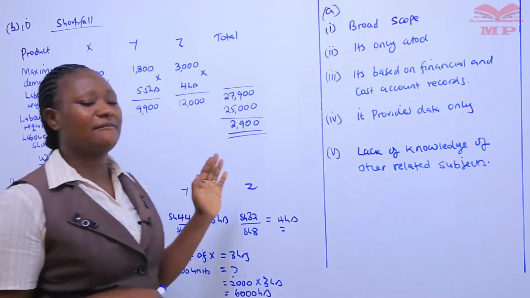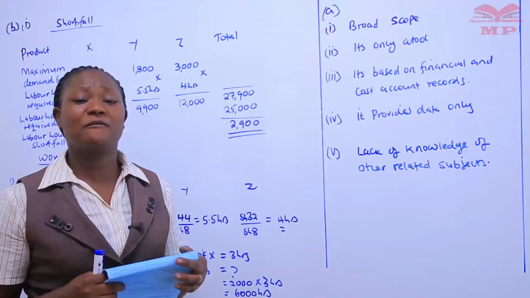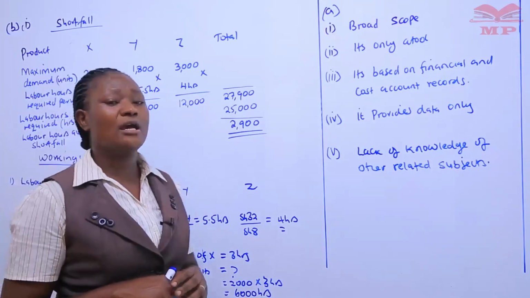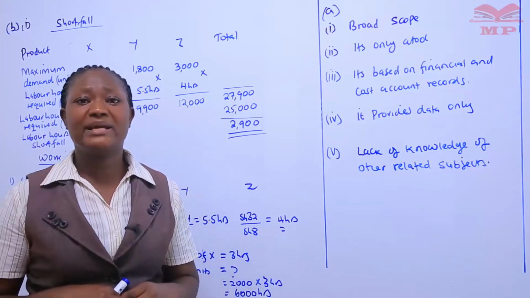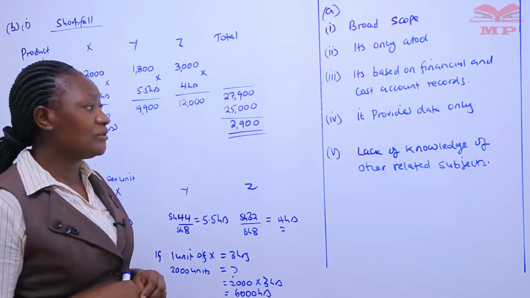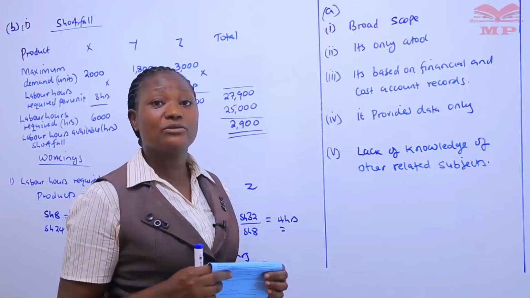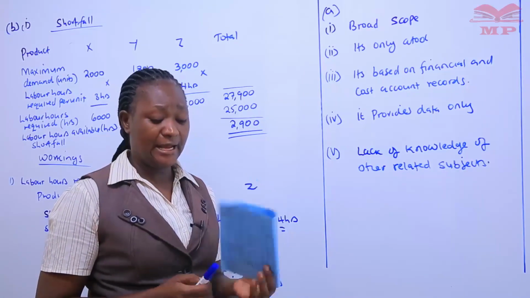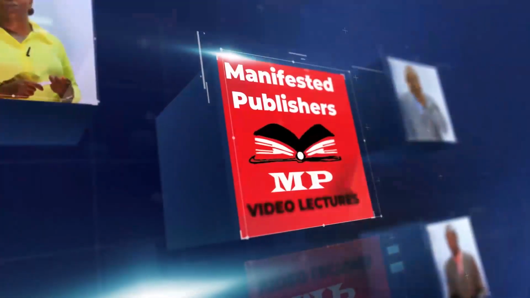To do that, the firm has to look at which are the most profitable products. Between X, Y, and Z, which one should be considered based on profitability? And to do that, we are to calculate what we refer to as contribution per unit of limiting factor.